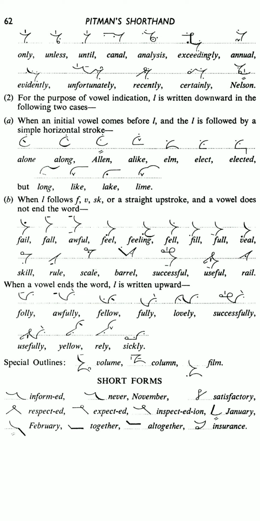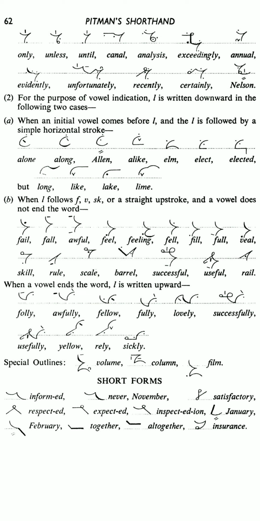Special outlines. Volume: B above the line, downward L and M, light dash on the first place of V after it, and U diphthong on the third place of M before it. Column: K, downward L, M, above the line whole outline, light dash on the first place of K after it, light dash on the second place of downward L after it. Film: F through the line, downward L, M, light dot on the third place of downward L before it.